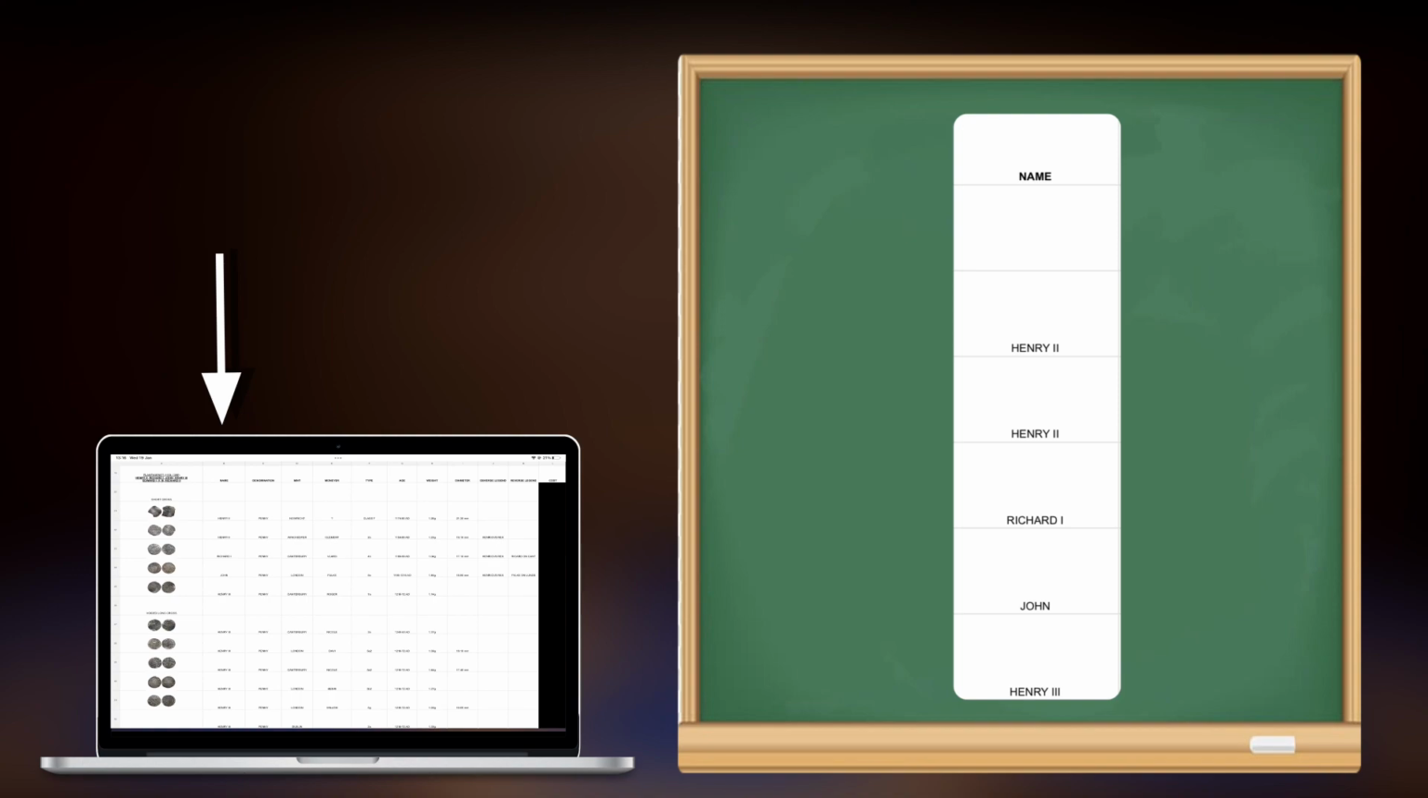Okay, so the first column after the picture is the king's name, and I try to order these coins in chronological order. So Henry II is at the top and Henry III is at the bottom. I may get to the point where I change this to be in chronological order based on the class type too.